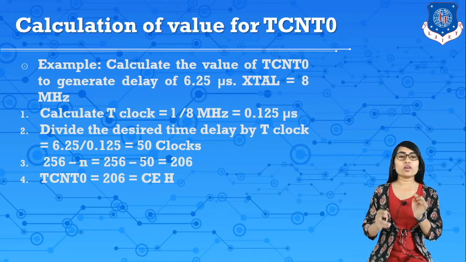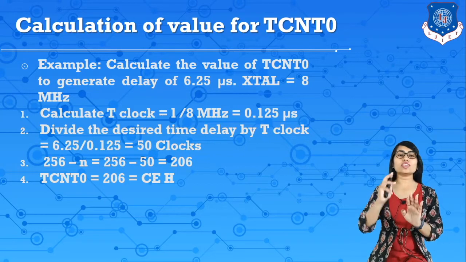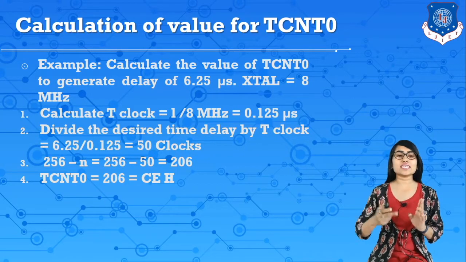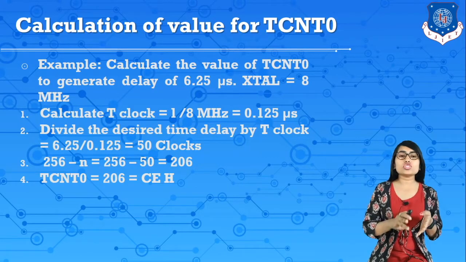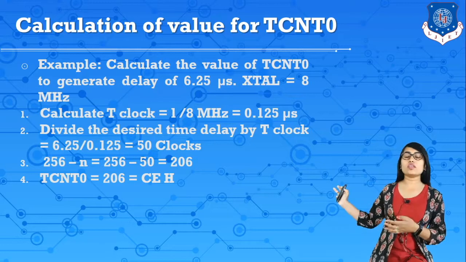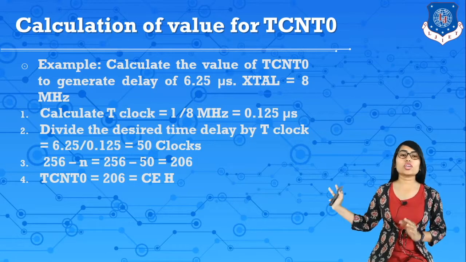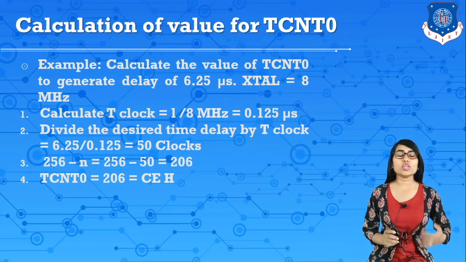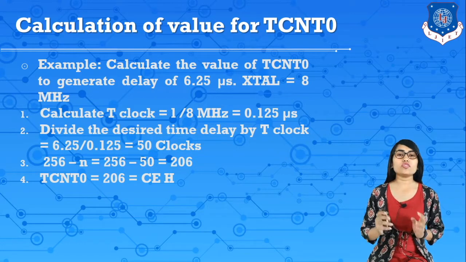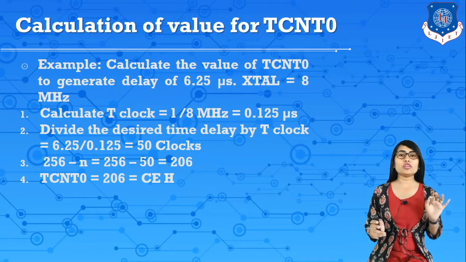So we have a desired time delay. Load this 206 in TCNT0 in a decimal format, or we can convert this 206 into a hex format. So here we have a hex value, CE. Okay, CE is our hex value. This is how we can calculate the desired time delay by calculating values of TCNT0. So this is about TCNT0.